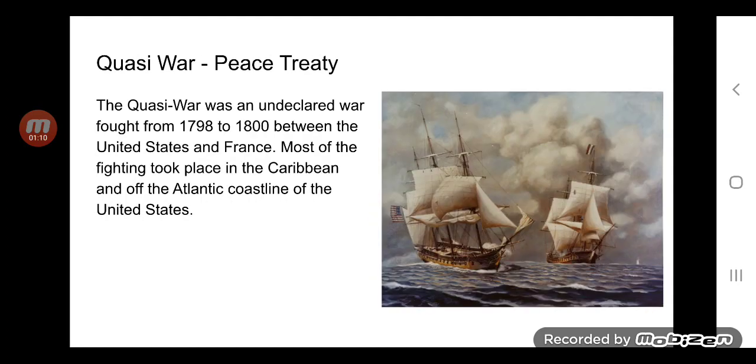Quasi-War, peace treaty. The Quasi-War was an undeclared war fought from 1798 to 1800 between the United States and France. Most of the fighting took place in the Caribbean and off the Atlantic coastline of the U.S.